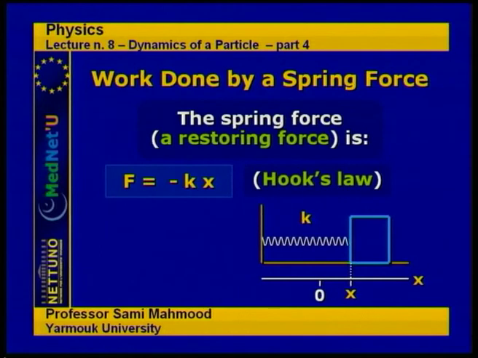This is an object attached to the free end of a spring. k is the spring constant, and x, which is defined by the dotted line, is the displacement of the free end of the spring, and 0 defines the relaxed position of the free end. So x is the displacement from the relaxed position, and k is the force constant of the spring.